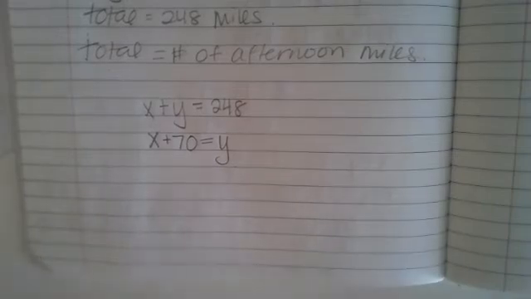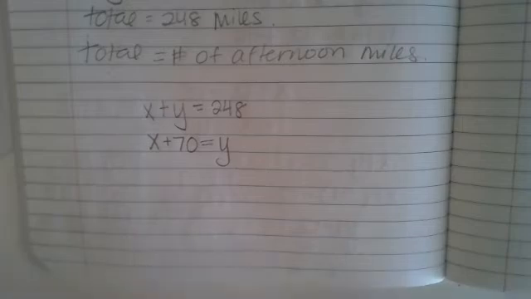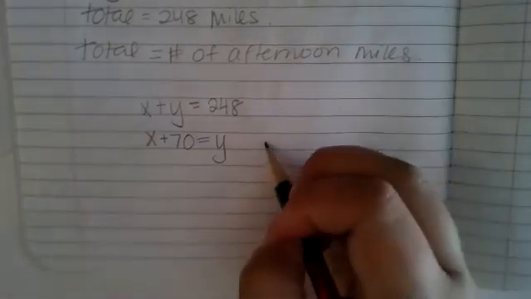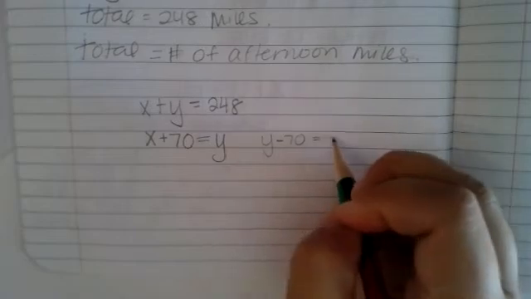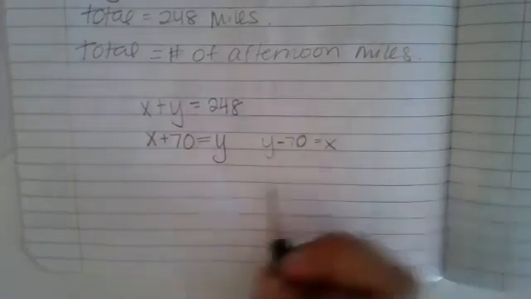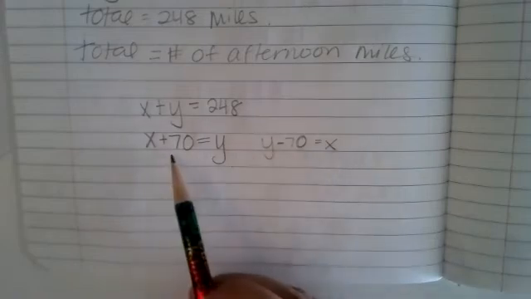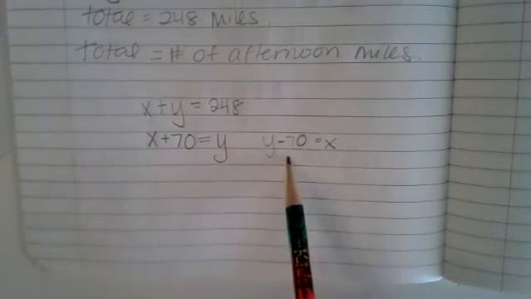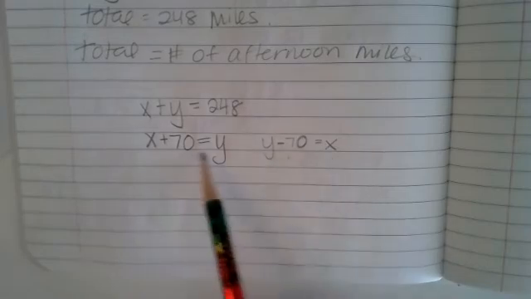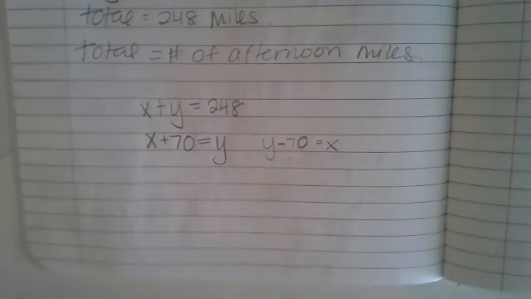Now, some of you might have read that differently, where it says 70 fewer miles in the morning than he did in the afternoon, so you have afternoon minus 70 equals morning. Realistically, these are the same thing. If it makes more sense to you this way, that's okay. They're equivalent equations, so that part doesn't matter that much.